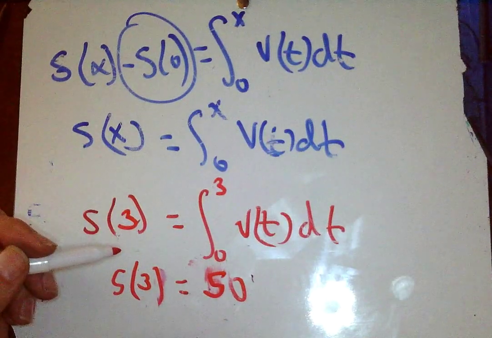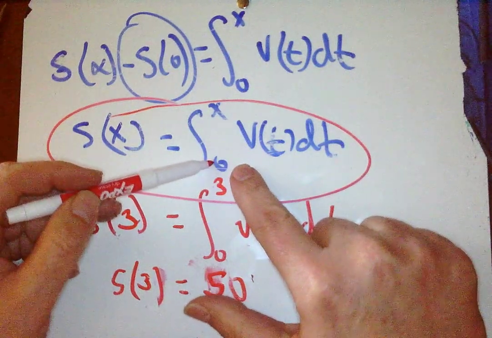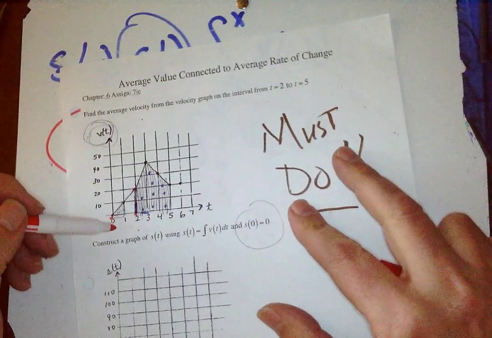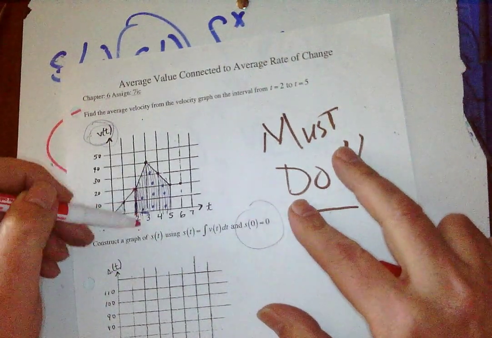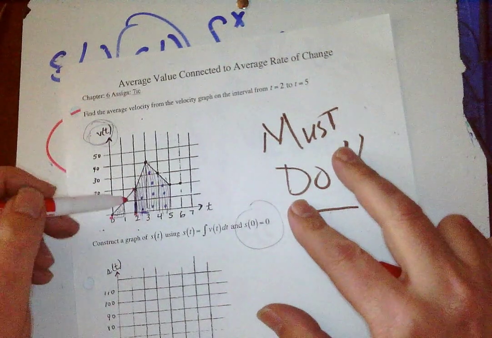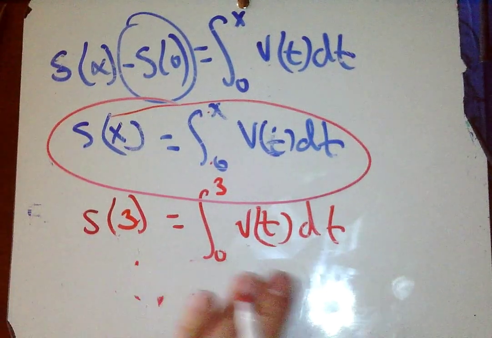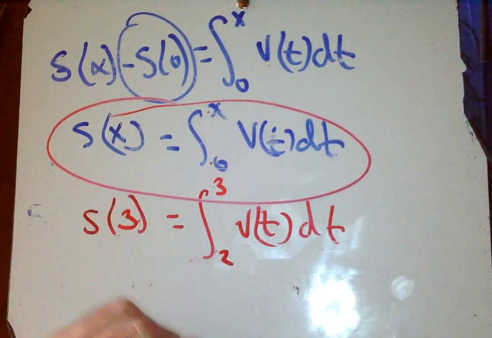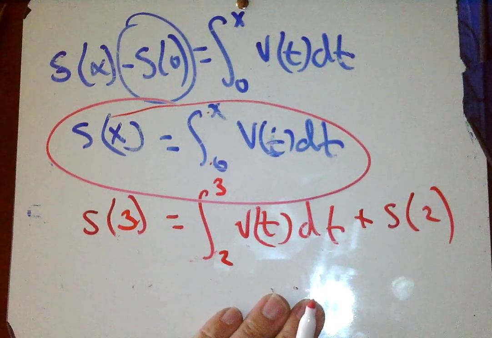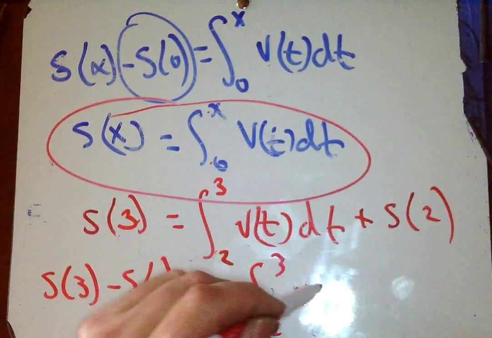But I really think I want to do this problem a little differently, because with this definition we're always starting at 0 and going until where we want to stop. But what if we didn't always start at 0? What if we thought about s of 3 as finding just this area and then adding it to the answer I had before? I really could say that s of 3 is going to be the integral from 2 to 3 plus this s of 2 value. And if I move that over here, I'm looking at s of 3 minus s of 2 equals the integral from 2 to 3 of v of t dt.